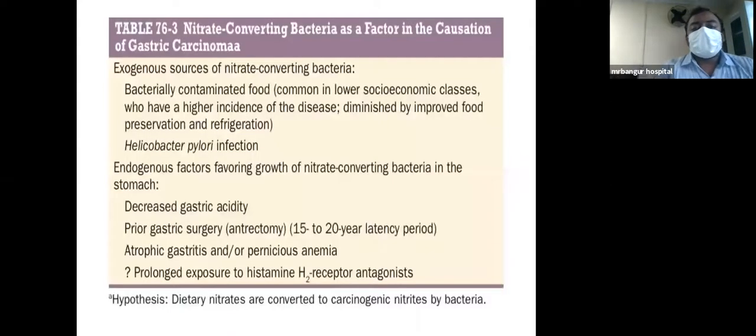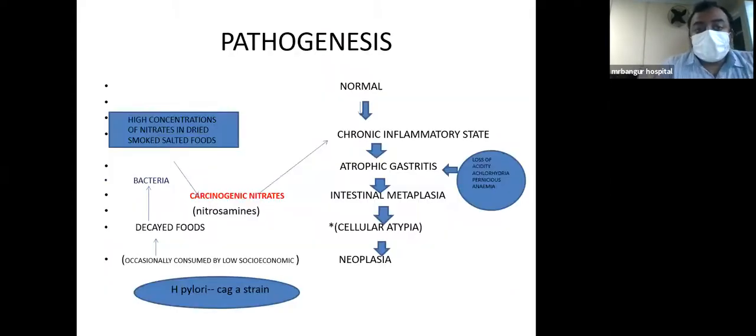Now going deeper into it, it has been found that nitrate converting bacteria are a factor in the causation of gastric carcinoma. We have seen that in low socioeconomic classes, where people are bound to eat or get exposed to decayed foods, where preservation and refrigeration are not available up to the mark, they consume bacterially contaminated food where the nitrate concentration is mostly high, and they often get Helicobacter pylori infection. Altogether, this causes intake of nitrates in the dried, smoked, salted foods that go into the stomach.